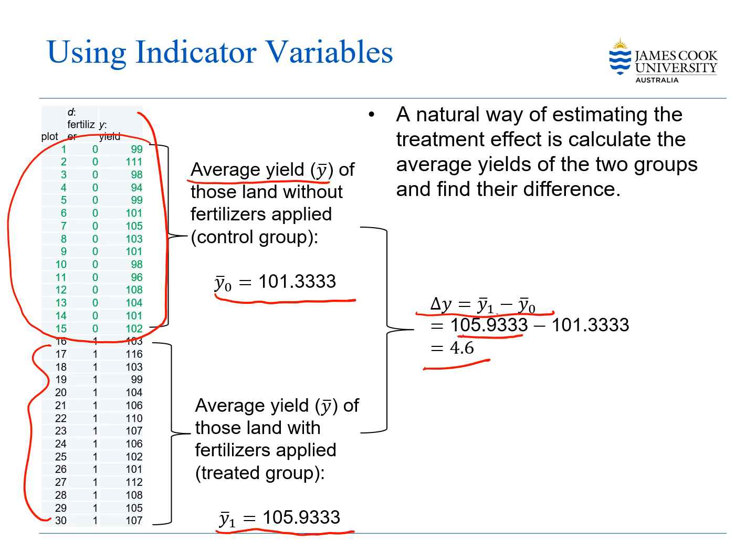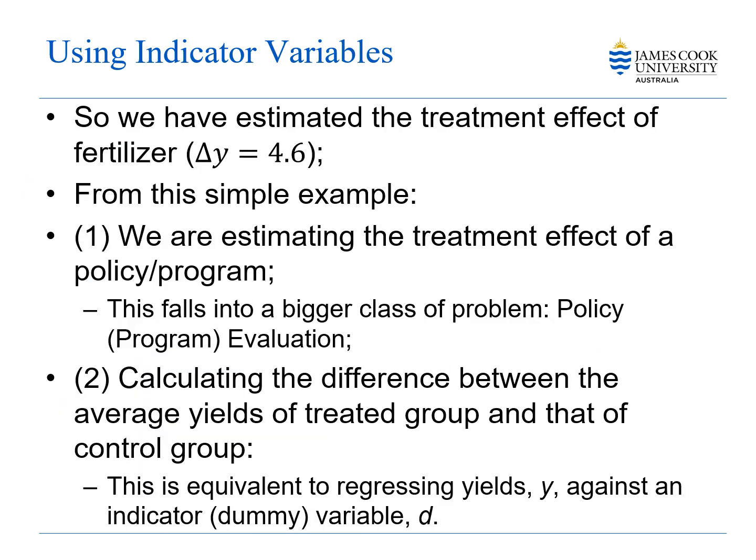This is the difference of Y1 bar and Y0 bar. Indeed, this is the case because we randomly applied the fertilizer to the plots. So we have estimated the treatment effect of fertilizer to be 4.6.